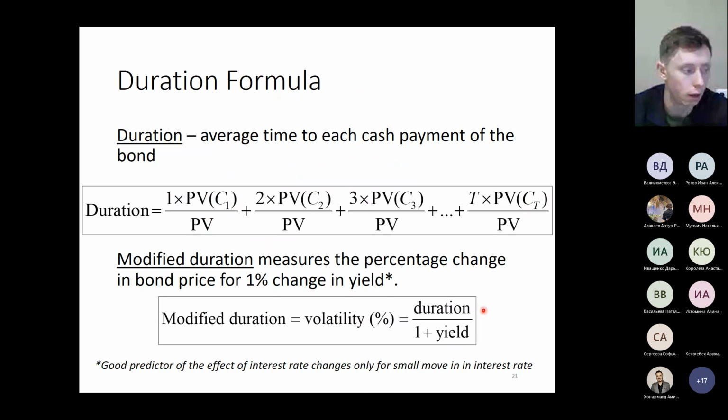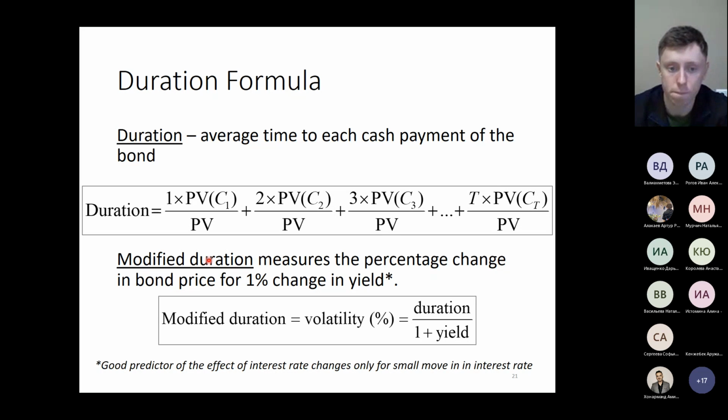And as we just discussed, the interest rate is a very important source of risk for the bond. We should somehow estimate the sensitivity of the bond market price to the changes in interest rate. And in order to do that, we use the duration. Duration is the average time to each cash payment of the bond. The higher the duration, the more sensitive the bond would be to the changes in the interest rate. And in order to get a more precise estimation, we would use the modified duration. But let's start with a simple one.